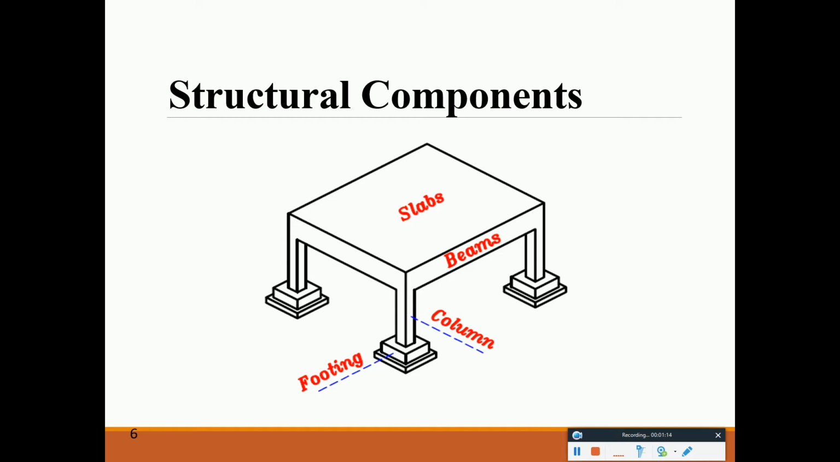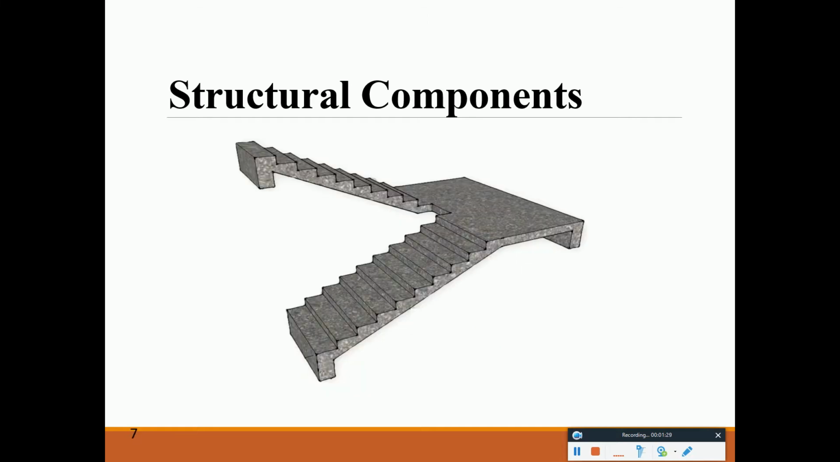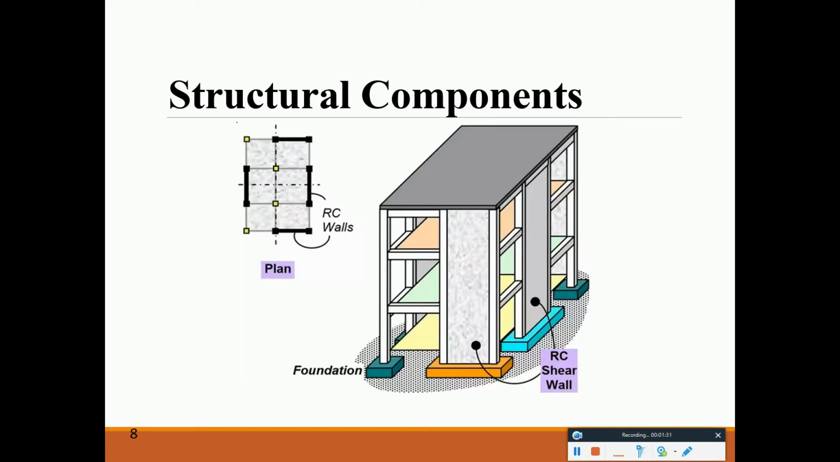Okay, and then we left to talk about the different structural components, and we said we have basic structural components like regular framing of beams and columns, slabs and footings, and then we have extra structural components like staircase and shear wall, which is mainly done to resist the lateral loading. And whenever we talk about lateral loading, we talk about horizontal loading like wind and seismic.